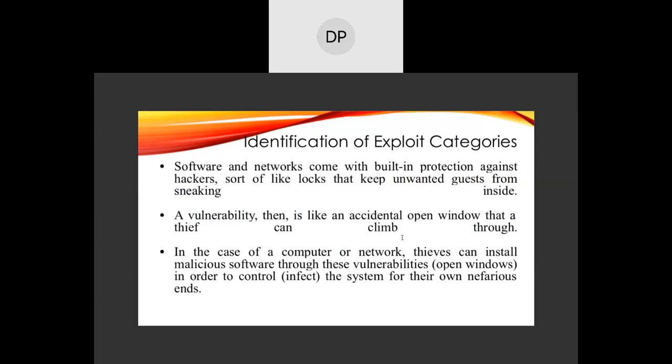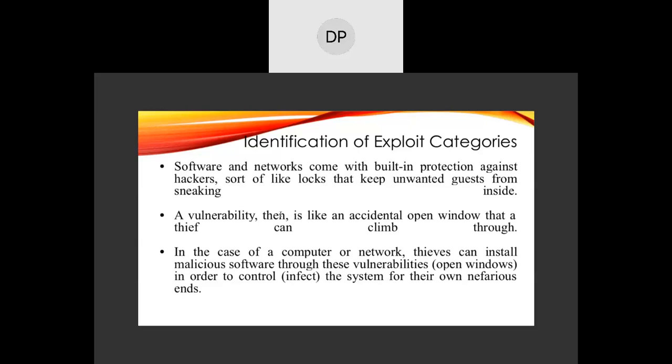If I compare software and my house, I have put a guard and lock so an unwanted thief can't enter. That means for my software, I have also put some lock using a password. We can open the software, but there is a vulnerability that is like an accidental open window. Although it is open, it is a door. We can lock it, but an accidental open window means I forgot to close the window.